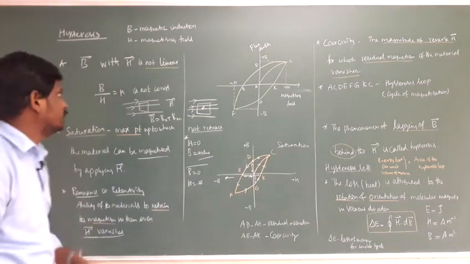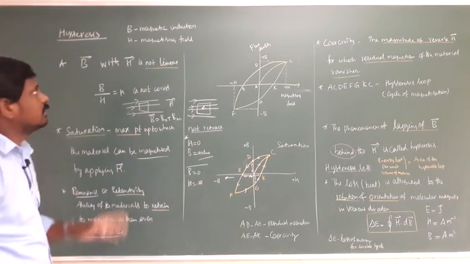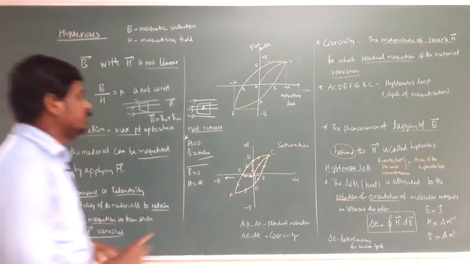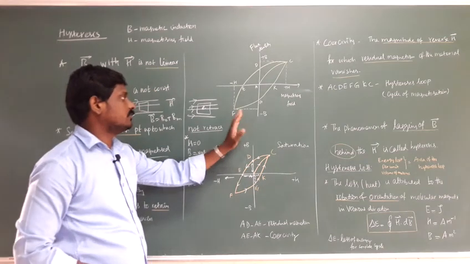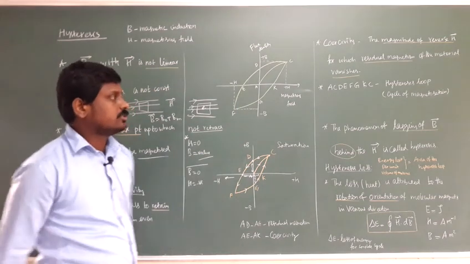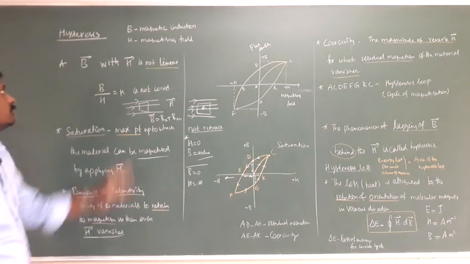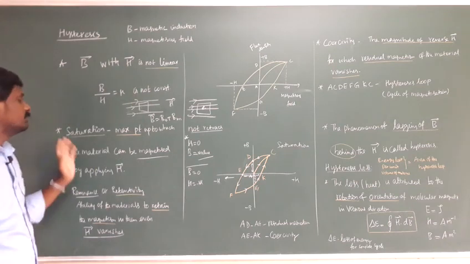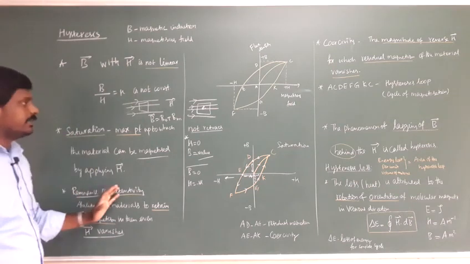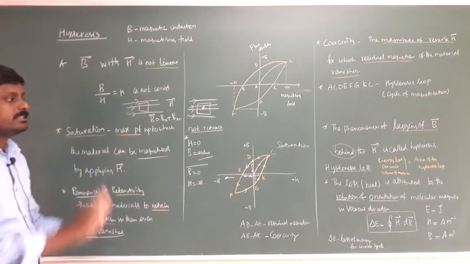So they may ask it for 5 marks. Hysteresis is an important 5 mark question. You need to go through that graph, and from this we write all those things. The main points: first, B with H is not linear, then saturation, then retentivity, coercivity, then hysteresis loss.